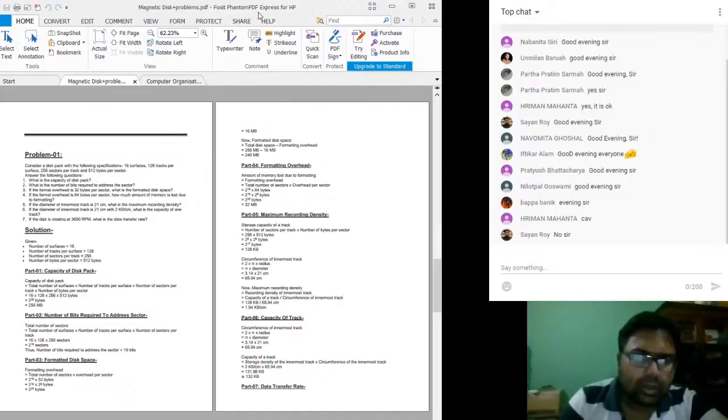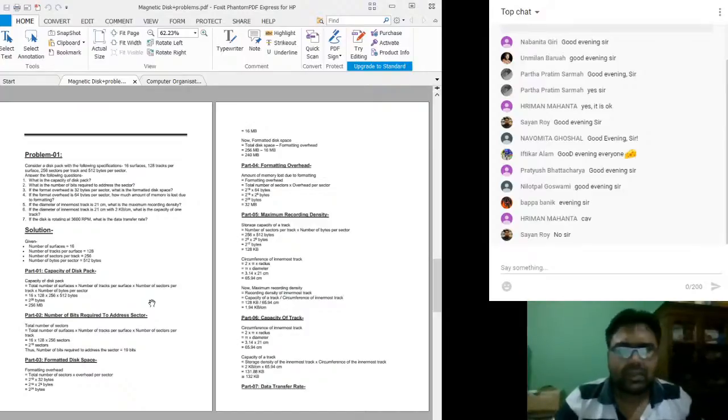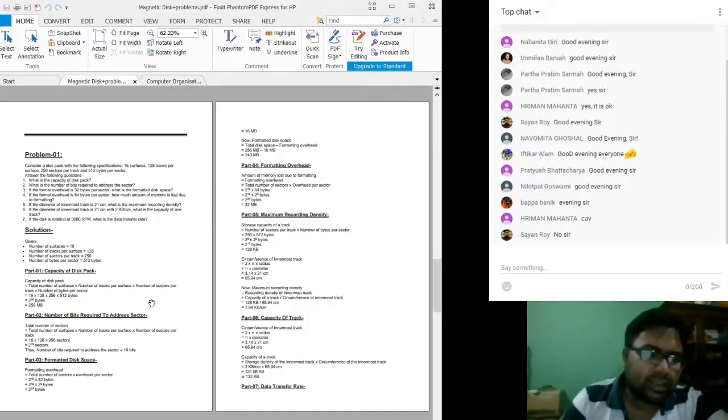Okay, so first is the capacity of the disk pack. So total number of surfaces multiplied by number of tracks per surface multiplied by number of sectors per track multiplied by number of bytes per sector. So I think this is very easy to understand. Means you will find out the entire capacity: total number of surfaces multiplied by total number of tracks multiplied by total number of sectors along with the number of bytes which can be stored in a particular sector. So this will give you the overall capacity of the disk pack.